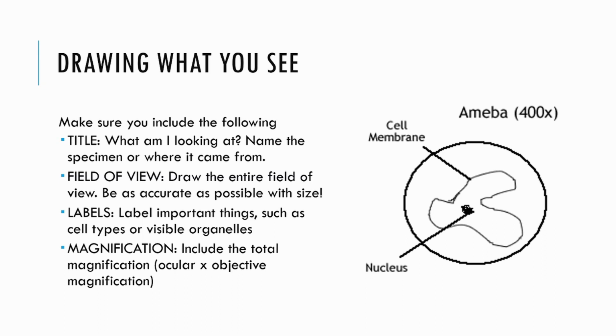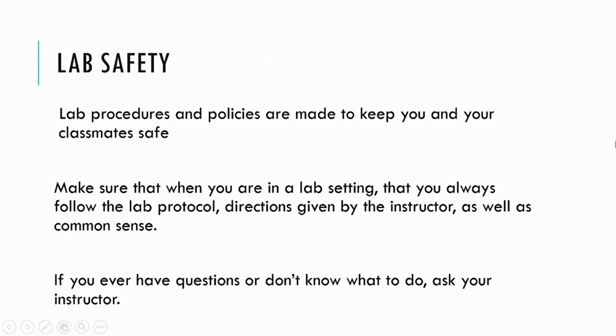You also want to include the magnification. In some spots you'll be given a space for this, but if you're not given a space, you could always include it in the title. We want to include total magnification, which is the ocular times the objective magnification. For the sake of this course, assume that the ocular is times 10, and then the objective is 40. For most things you're looking at, you should have a 400x, as most things are going to be magnified at a very high objective.